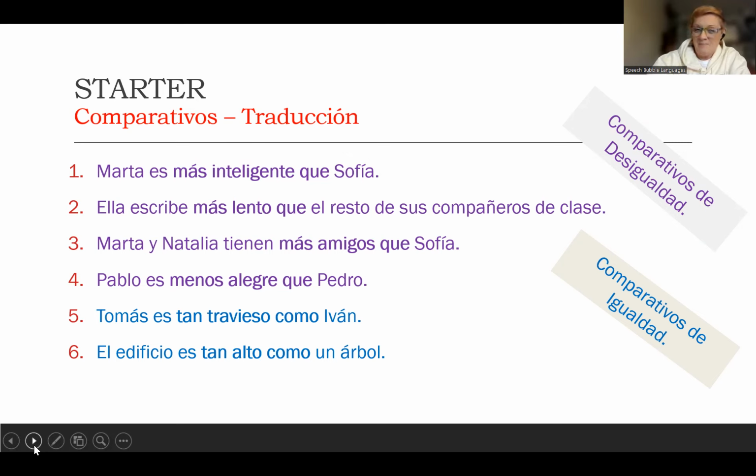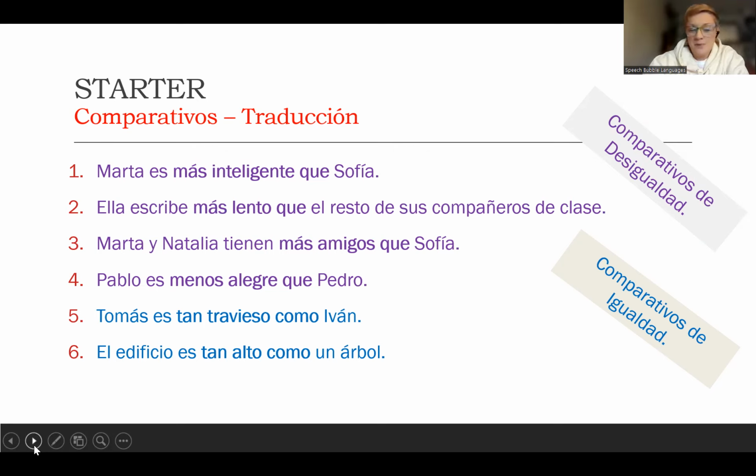Más lento que. Number 3, Marta y Natalia tienen más amigos que Sofía. Marta and Natalia have more friends than Sofía. Más amigos que. Number 4, Pablo es menos alegre que Pedro. Pablo is less happy than Pedro.